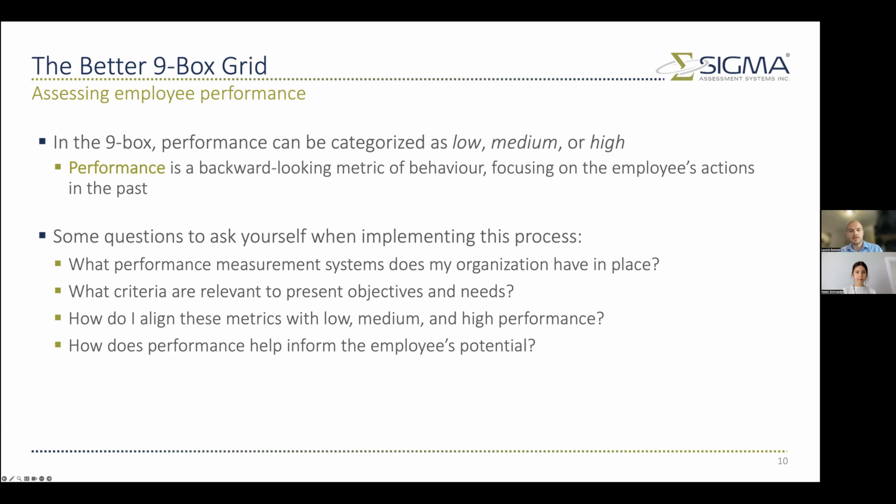So we talked about some things people might draw upon, KPIs such as sales targets achieved, customer service ratings, production units, project deadlines, client satisfaction scores, anything like that. Now, the next question you might ask is, what criteria of these things that are available to me are actually relevant to my present objectives and needs? Which of these metrics can I use to populate this grid? And how do I align these metrics with low, medium, and high performance? In other words, what does low, medium, and high actually look like within your organization?